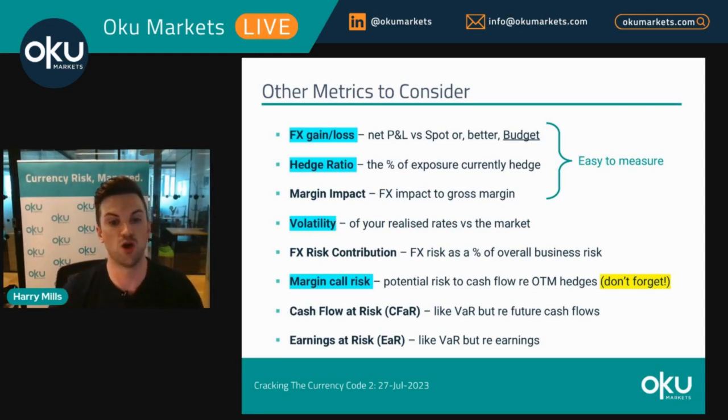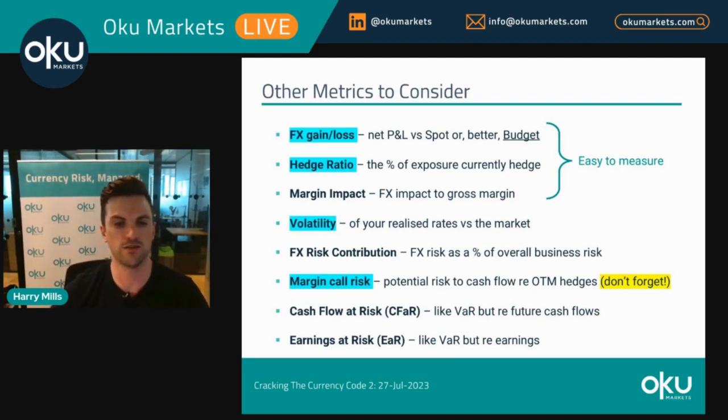And then don't forget margin call risk. So if you're entering forward contracts or options contracts, then of course there's a potential risk to cash flow if those trades move out of the money and you're called for margin, called to pay deposits against those trades.